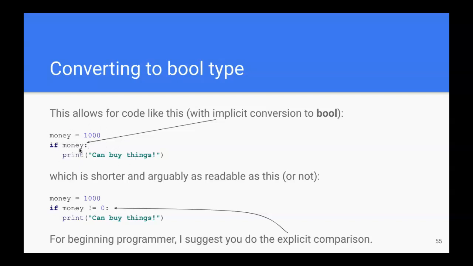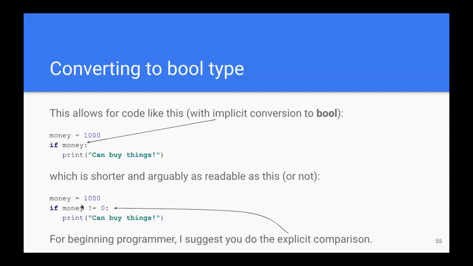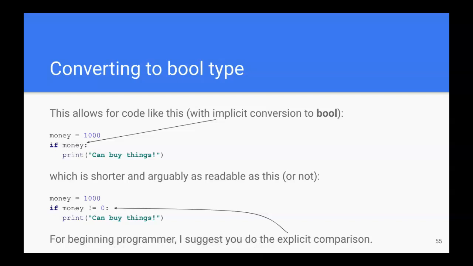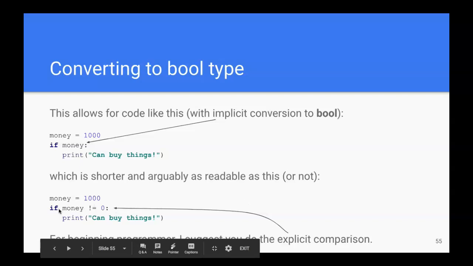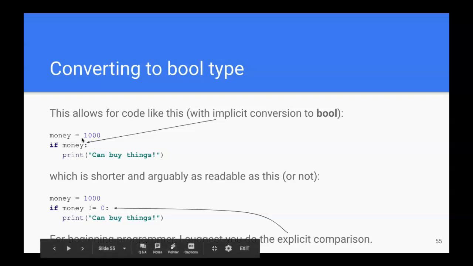This piece of code, if I have money, is the same as saying if money is not 0. So these two pieces of code do exactly the same thing. Arguably, they are probably about as readable as each other. But again, depending on your experience, depending on your perspective, you may prefer one or the other. As beginning programmers, which most of you in this class probably are, I know some of you have a lot more experience, but for those who are just starting to learn programming, I believe doing the explicit comparison is probably the preferred way to go. But again, these two do exactly the same thing.